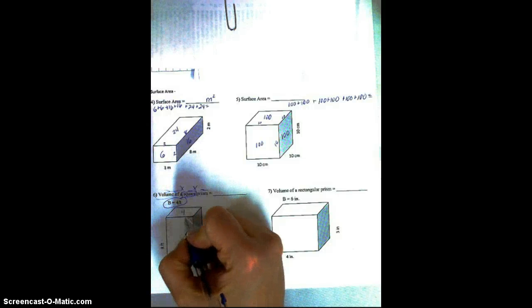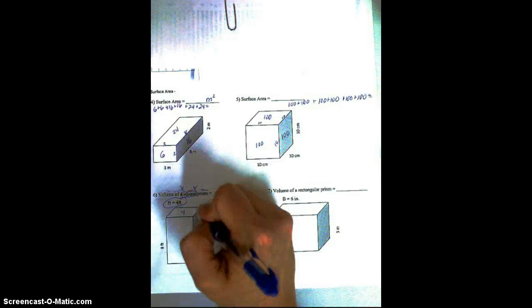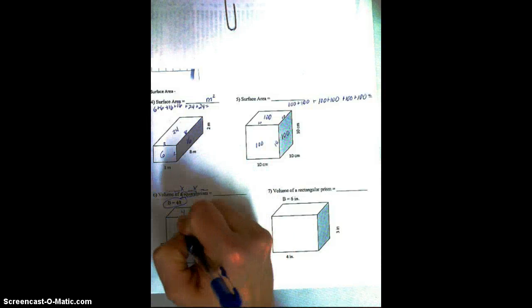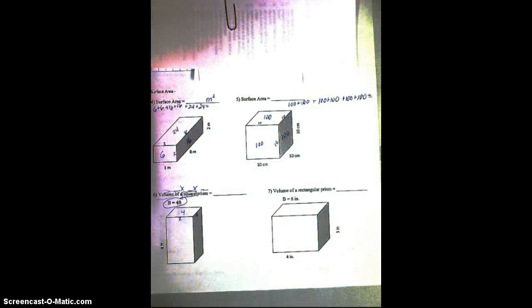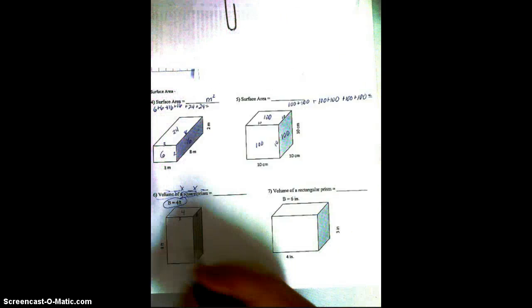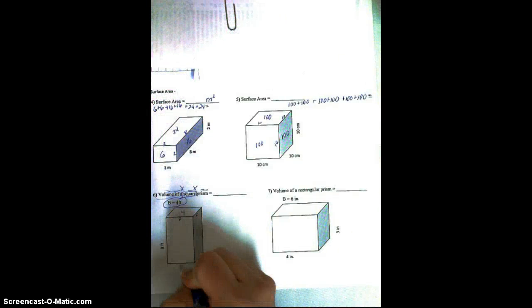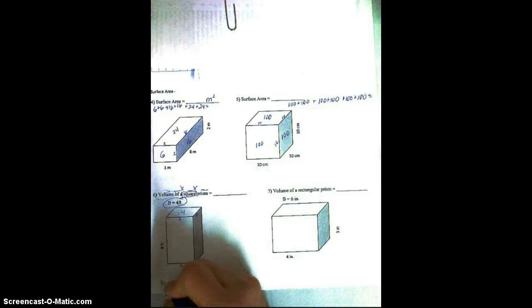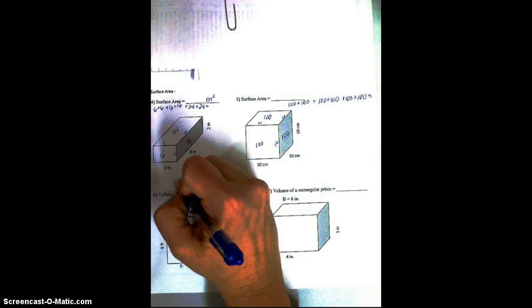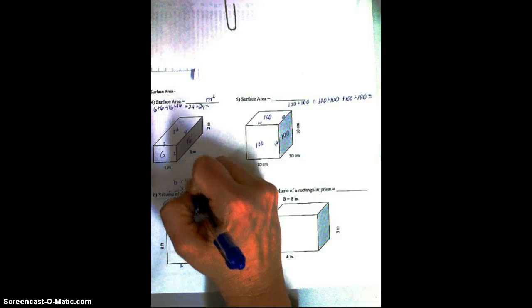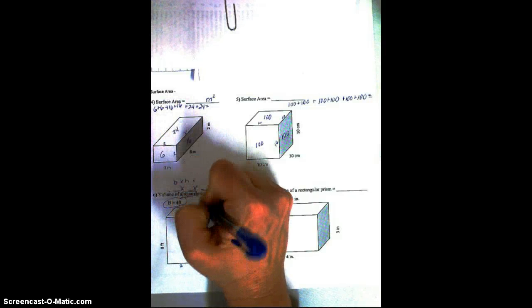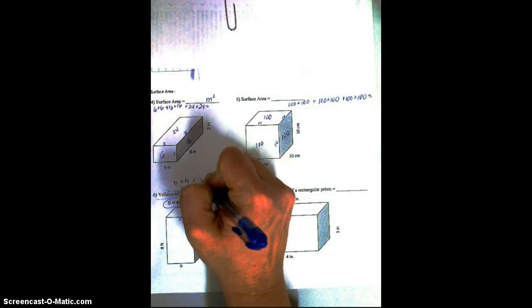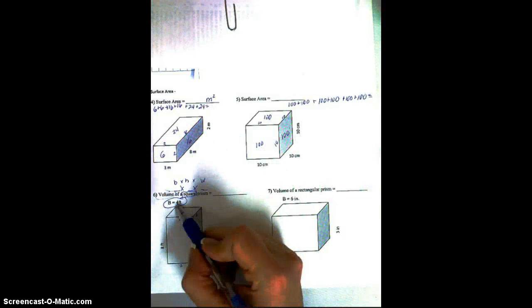What were those somethings? They have to be the same number because it's a square. So this must be 2 and this must be 2. Okay, so now we've got some numbers to work with. If this is 2, this is also 2. And we need, for volume, it was base times height times width, we called it.